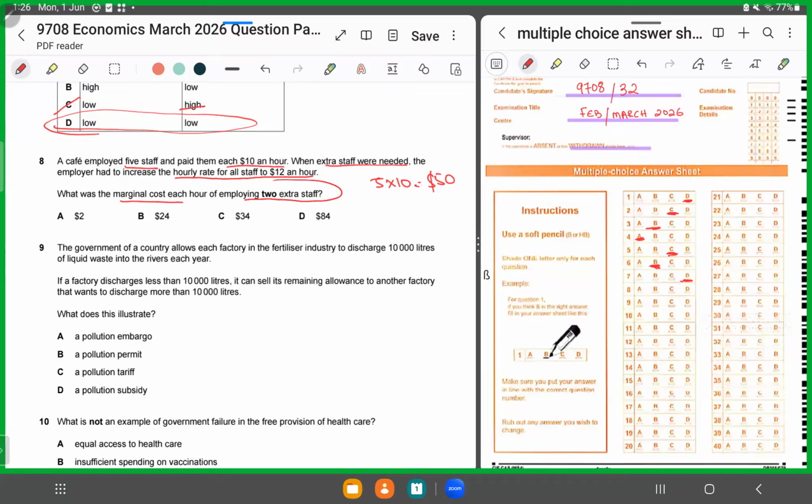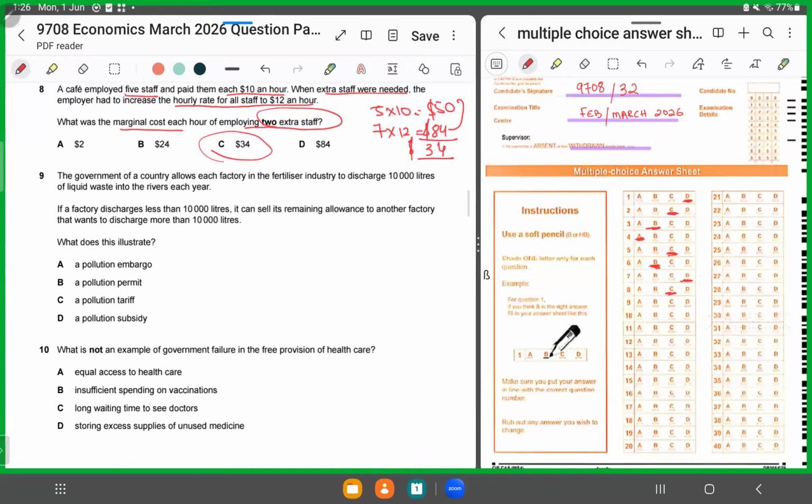So now if the employer employs 2 more staff, that means a total of 7 employees. And now he's paying $12 each. So in total he's paying how much? He's paying $84. So how much extra is he paying? You subtract 50 from 84, he's paying $34 more. So $34 per hour is the extra cost, or the marginal cost each hour of employing 2 extra staff. So for 8, we'll shade in C as the correct answer.